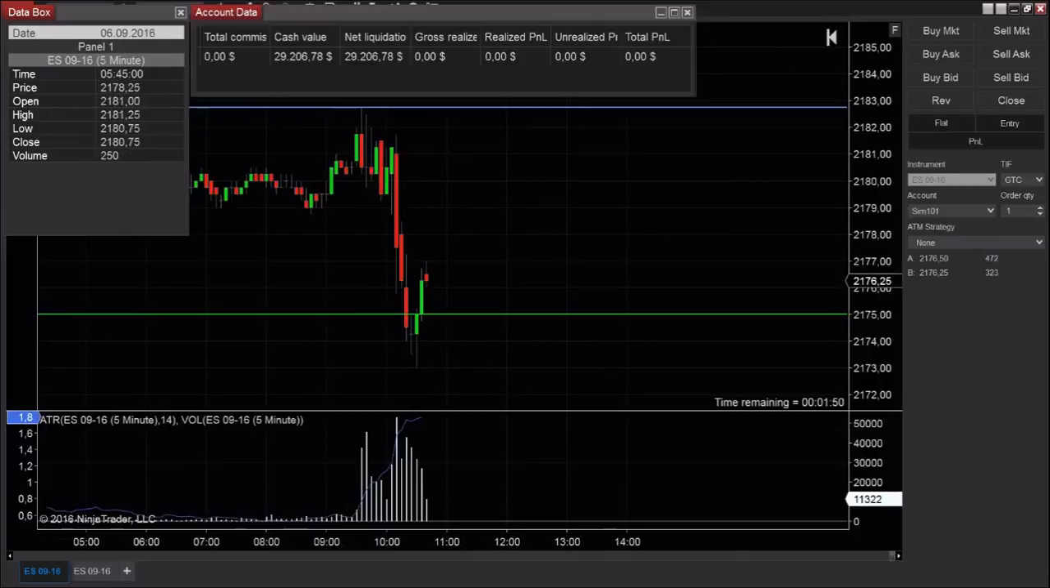On this 5-minute chart, the two indicators that we use here are the ATR, average true range, and the volume. That is visible at the bottom of the chart. At 9:30 US Eastern Time, you can observe that volume comes into the market. Therefore, the market opens at that point in time.